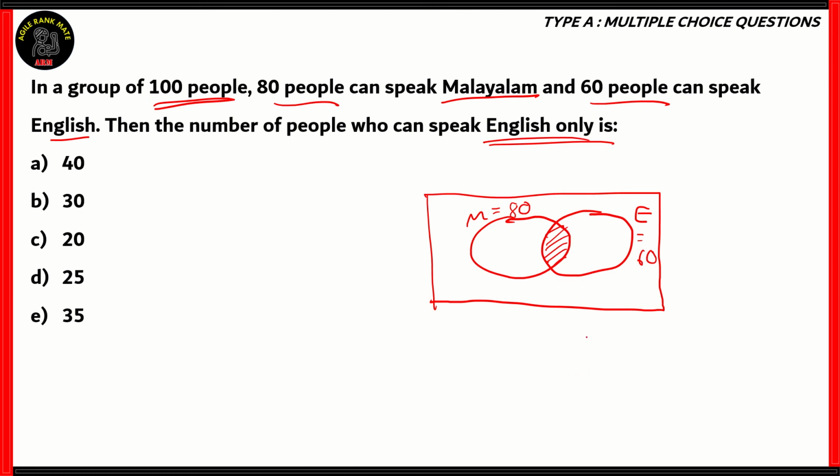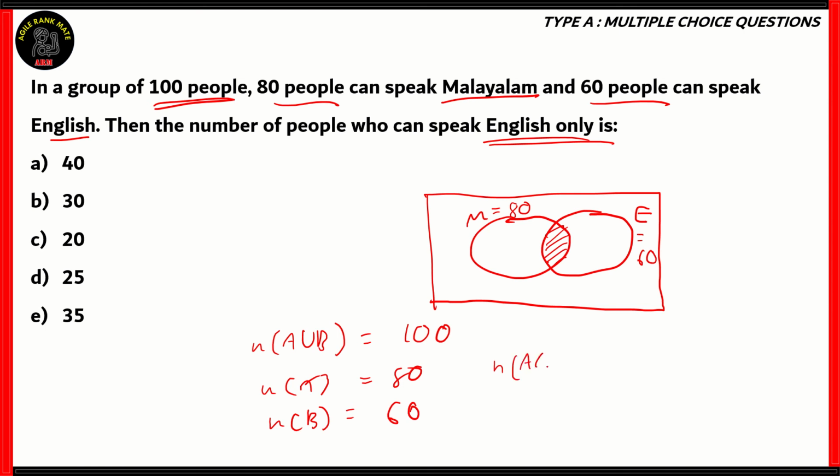So N of A union B is 100. N of A is 80. N of B is 60. So N of A intersection B, which is the number of elements in that intersection, would turn out to be N of A plus N of B minus N of A union B, which is 140 minus 100, which is equal to 40. So now we know that the value here is 40.